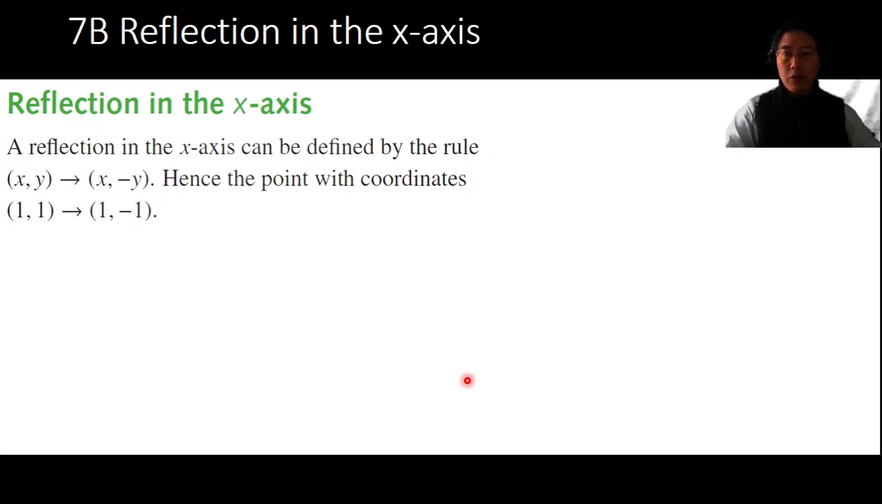All right, let's move on to the last two, which are reflections. So first is reflection in the x-axis, which is the horizontal one. By definition, when you start with your x and y, your y gets multiplied by -1, or becomes the opposite. So (1, 1) will become (1, -1).